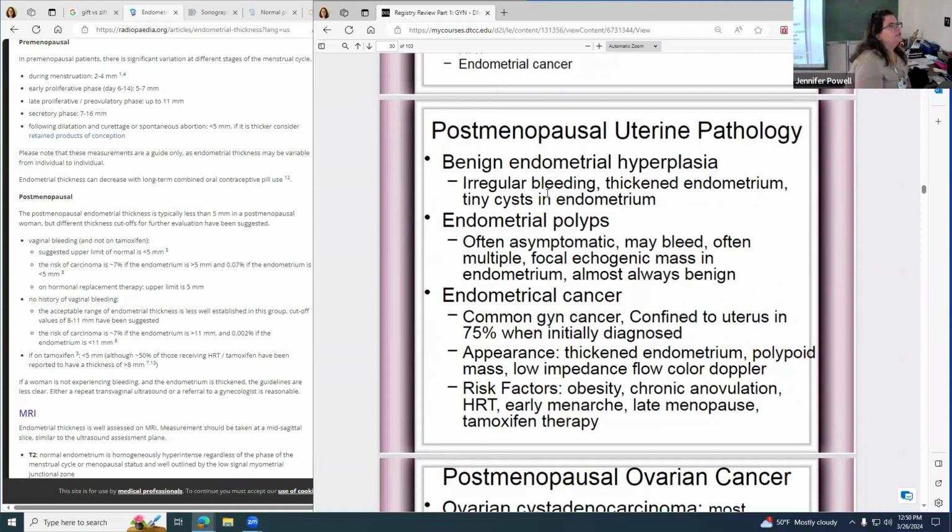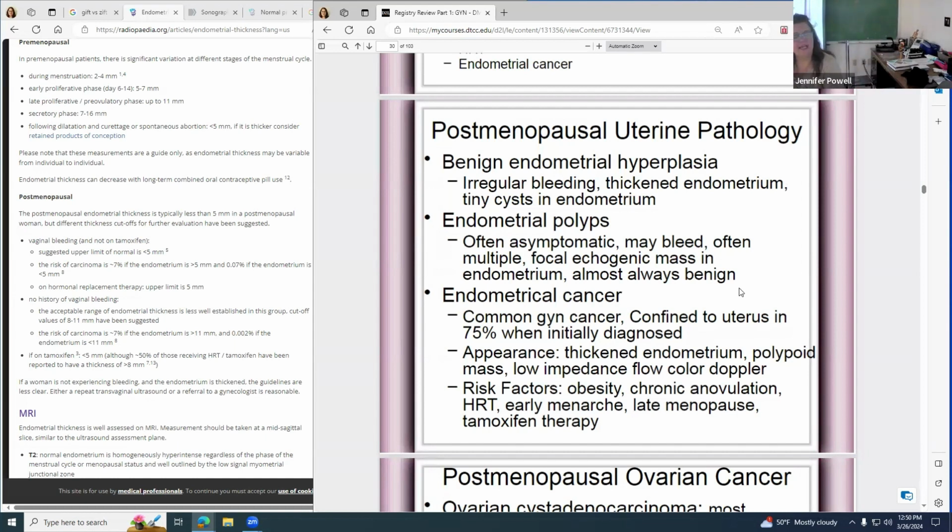Postmenopausal uterine pathology: benign endometrial hyperplasia can cause irregular bleeding, thickened endometrium, tiny cysts within the endometrium. Endometrial polyps are often asymptomatic. They may bleed. They often will have multiple. Focal echogenic mass in the endometrium, almost always benign. Do you remember what you'll see a lot of times with those polyps? You'll see some sort of feeding vessel.